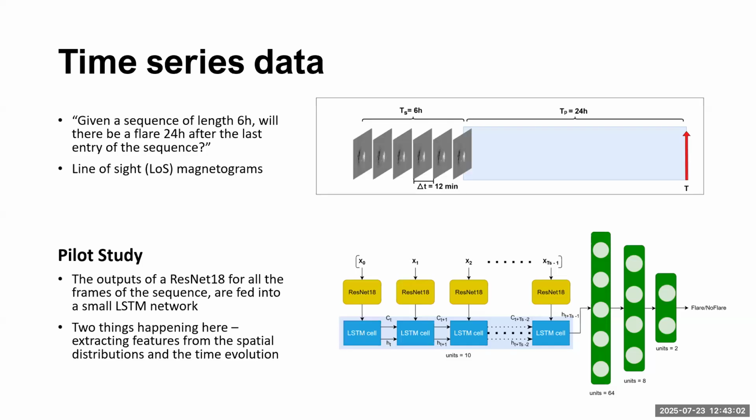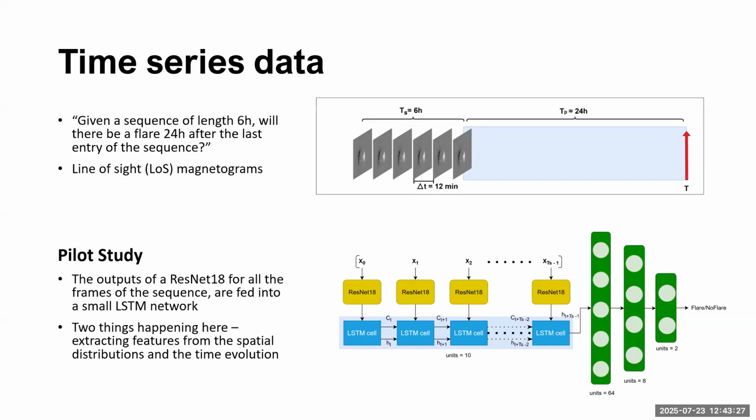So that was with the point-in-time data. Earlier, we were looking at just this sample here and trying to predict if there'd be a flare here. Now, instead of that, what if we look at a video, or the evolution of the active region, for a time period of, say, 6 hours, and then find out if there'd be a flare 24 hours later?